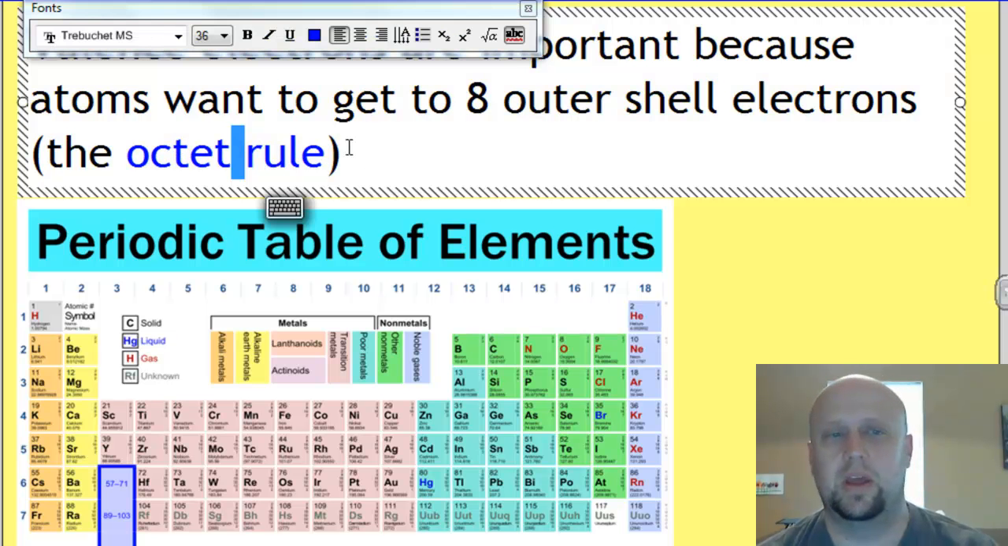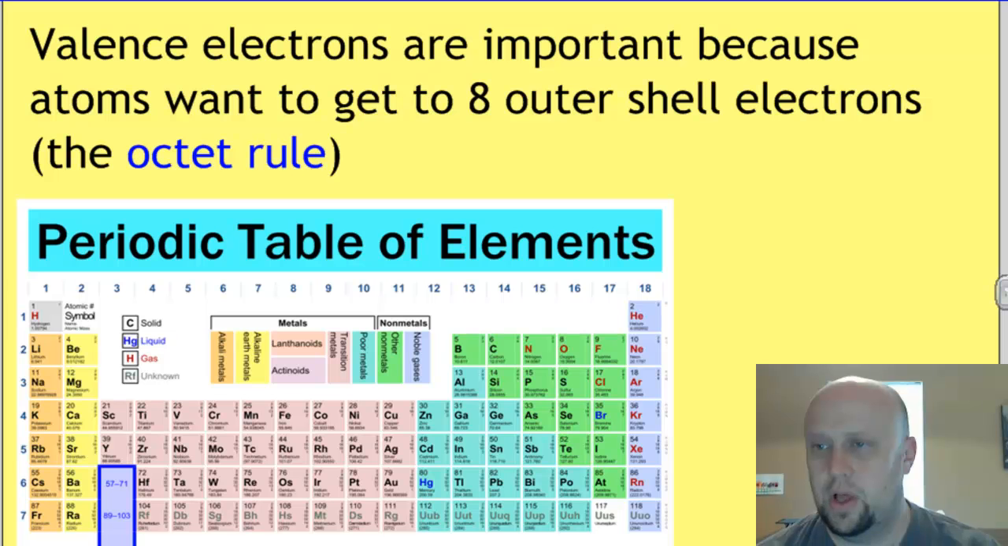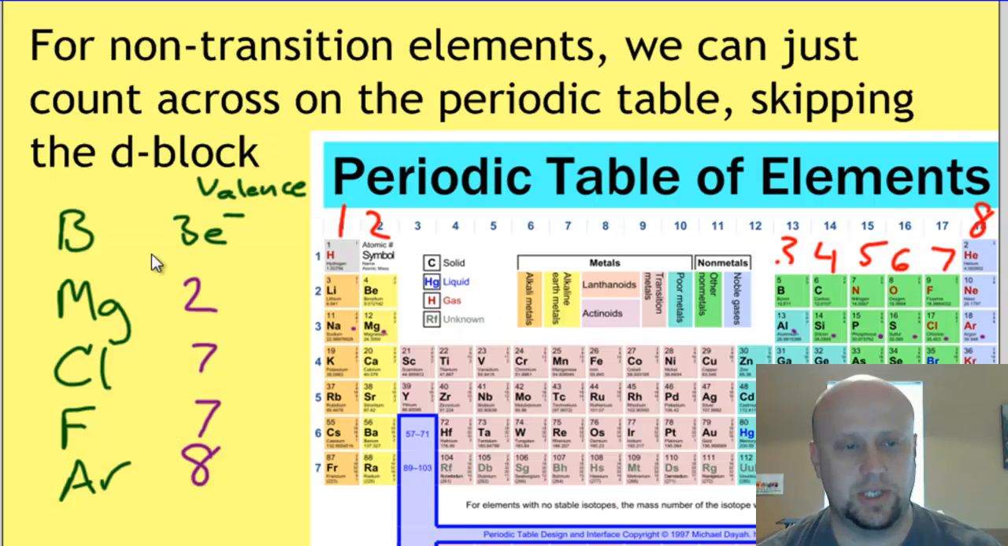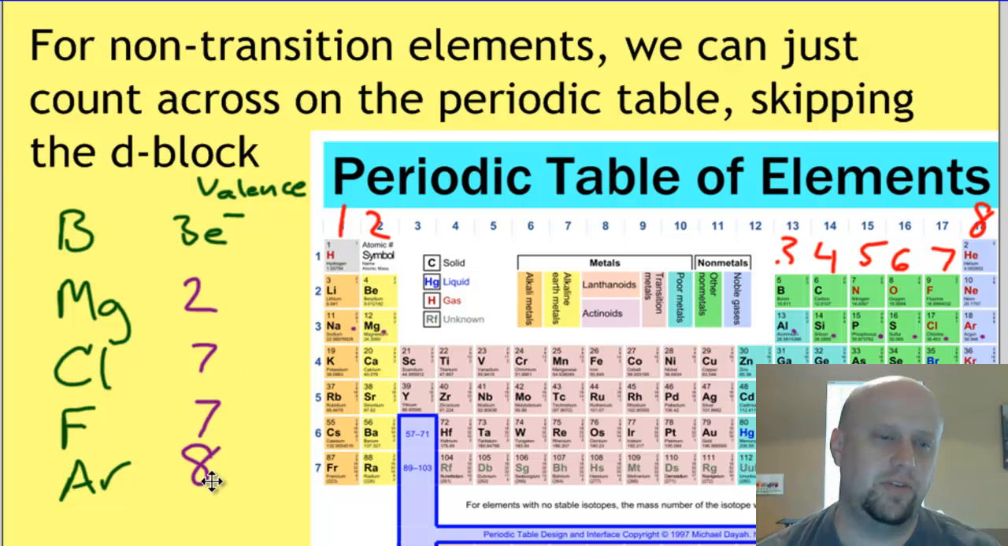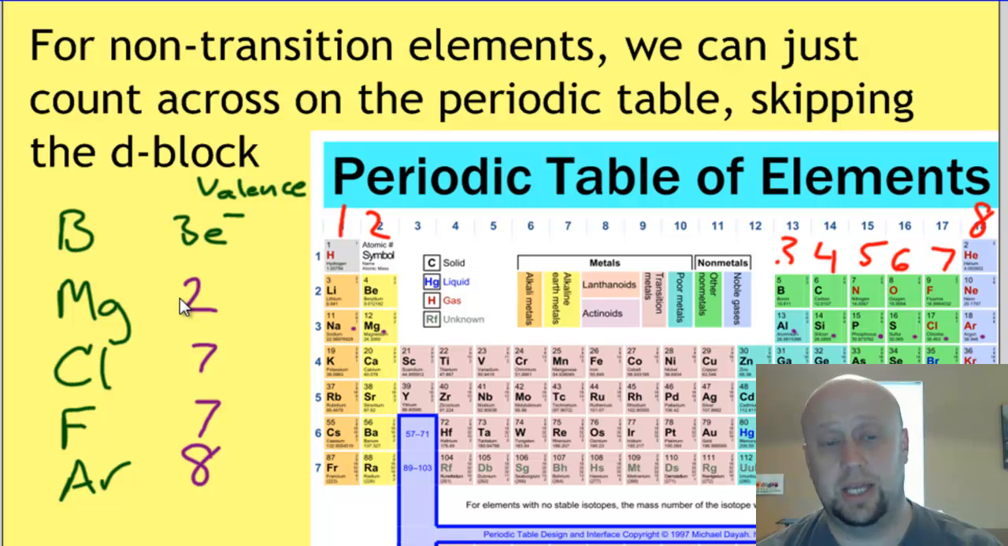So that's pretty cool. The octet rule basically just says that they all want to have 8 valence electrons. So if they don't have 8 valence electrons, they try to find some way to get there. So like if you look at this, boron has 3 and magnesium has 2, chlorine and fluorine have 7, argon has 8. It's happy according to the octet rule. Fluorine wants 1 more, chlorine wants 1 more. Magnesium either needs 6 more or can lose 2 and drop down and have 8. Same thing for boron. It needs to get 5 to get to 8, or if you lose the 3, then you get to 8.